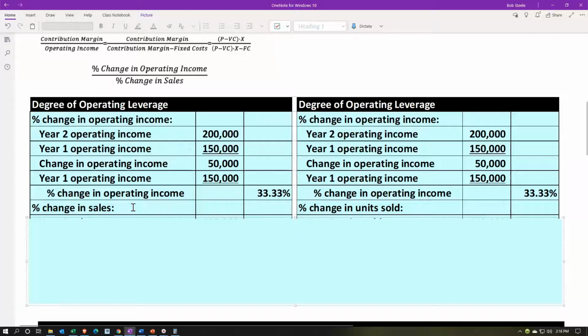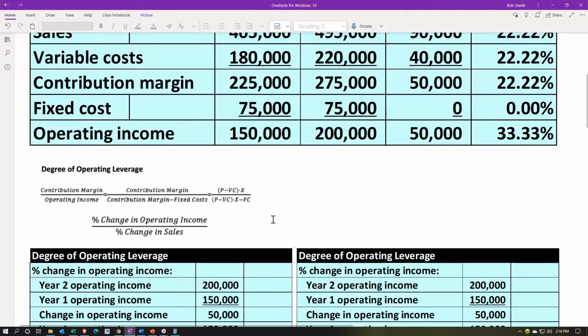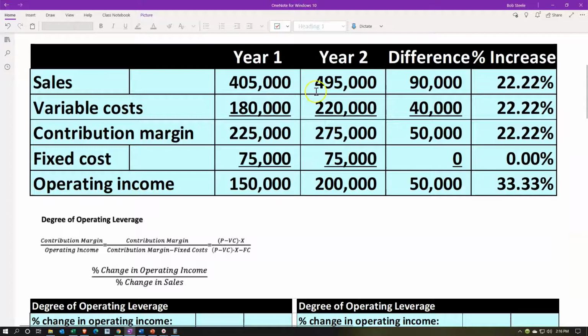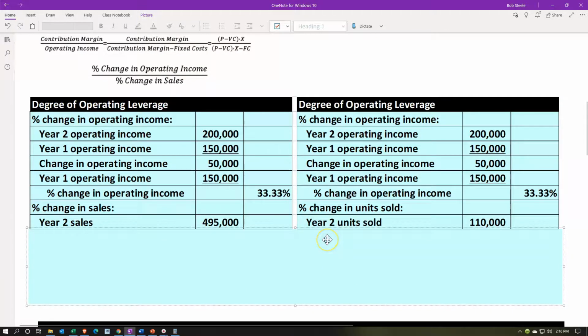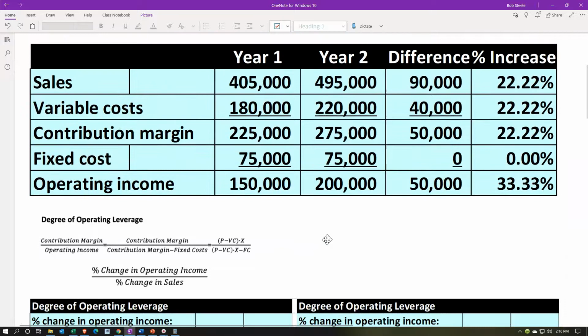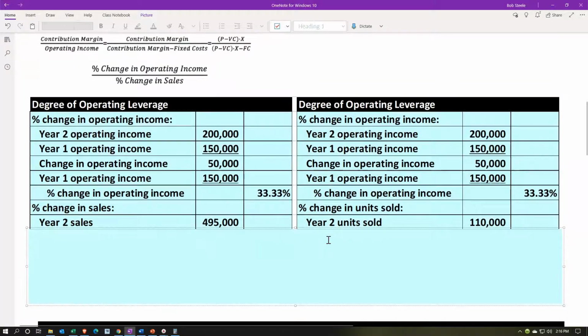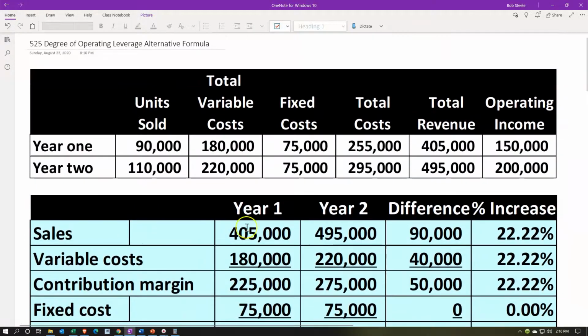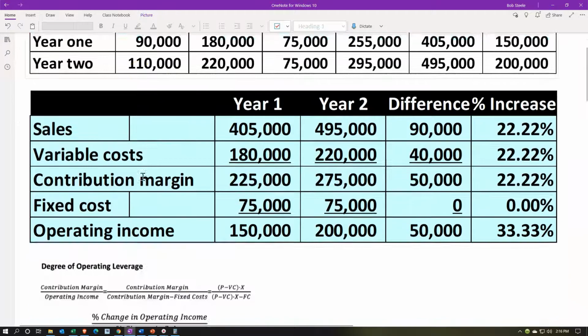Now, the reason these are going to result in the same is because there's a constant relationship between the sales and the units sold. So we can take the percent change in either one and they should be the same number here. So just to show that, we'll do that in both of these calculations. If we take the year 2 sales, that's going to be the 495. And if we take the year 2 units that are going to be sold, that's going to be the 110, which is given in the data up top, the 110.